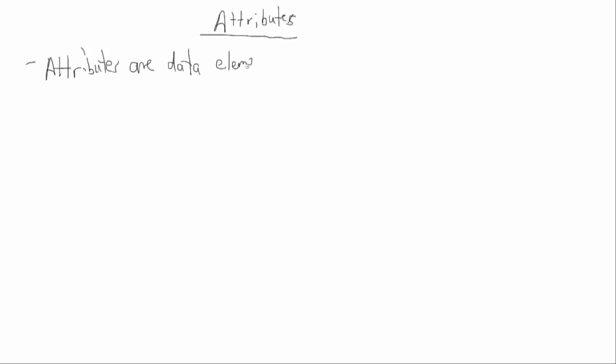We've described our classes. Now what we want to do is start developing and describing the attributes for each of our classes. And this is going to help us set our model up for use in a database. The attributes are the data elements that describe the characteristics of an instance in a class.